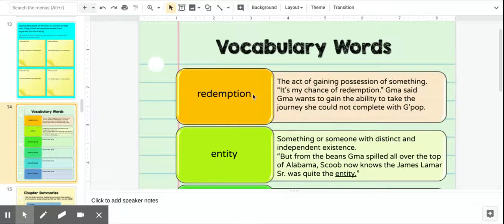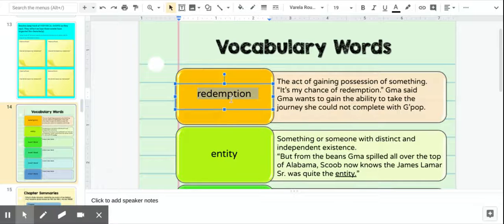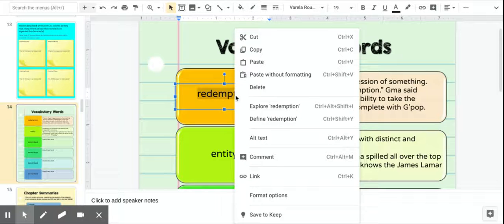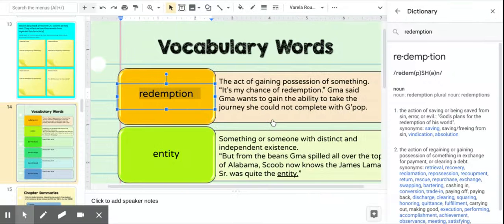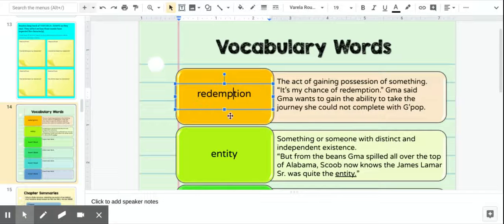Okay, I'm going to show you that if you enter a word and you're not sure of the definition, very simply, guys, you can highlight the word, right-click, and see right here it's going to say define redemption. And here I click on it. On the side, a definition is going to come up. Okay, it might not be perfect, but it will help you. Here you go. The action of, you might want to copy and paste that right into the document and then write down the sentence.